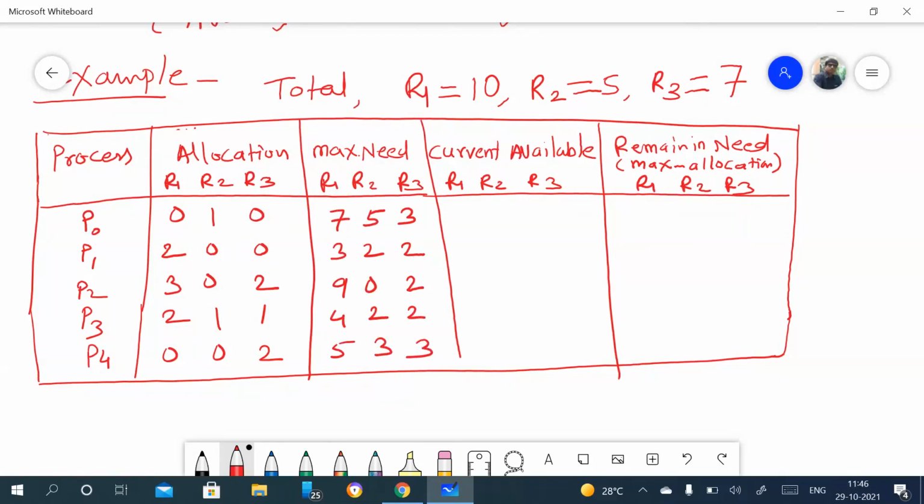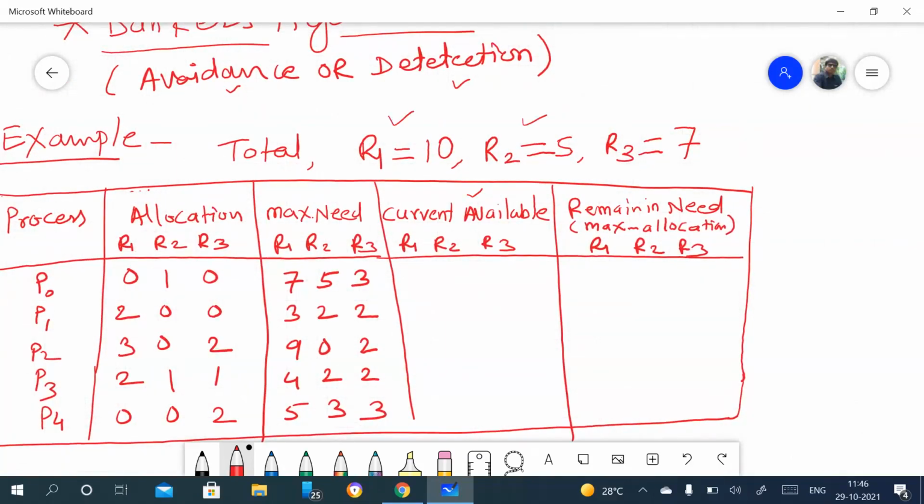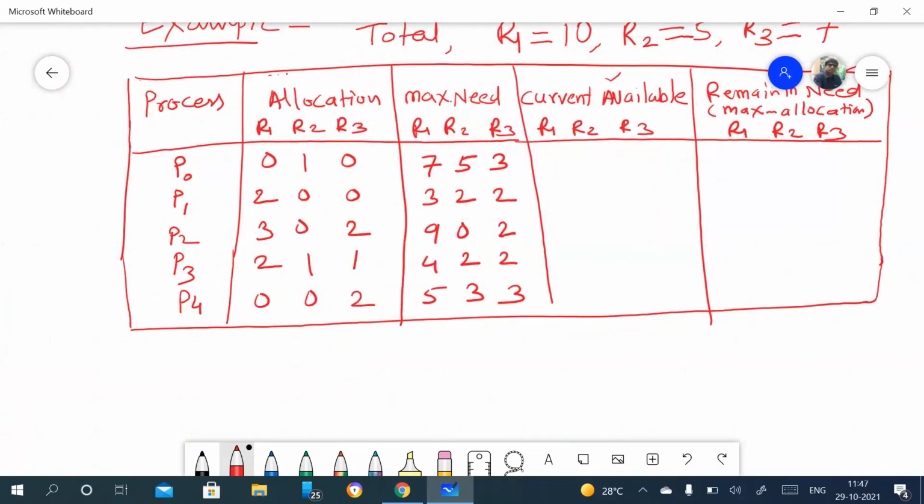Sometimes this part is given and we need to calculate the current available. If the total is not given, then the current available will be given. And in the final exam, they can ask you to find the remaining need also. After this, they can ask whether the system is in safe mode, and if so, to find the sequence also, right?